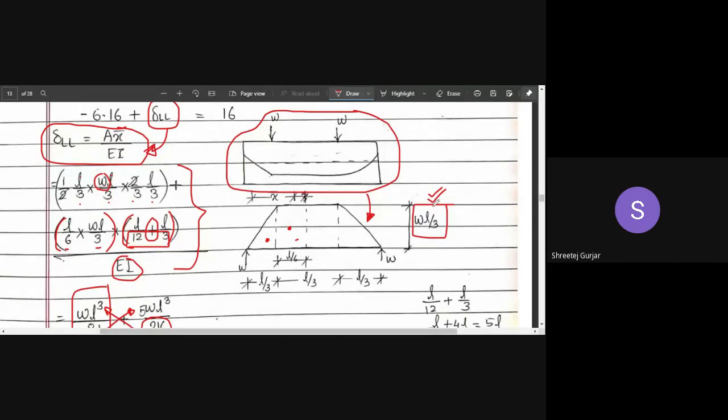Because in the exam, this value will not be given. You have to find out this value. How do we find out this value? It is nothing but the bending moment, right? So how do you find out the bending moment?